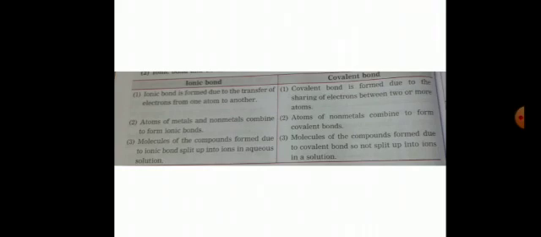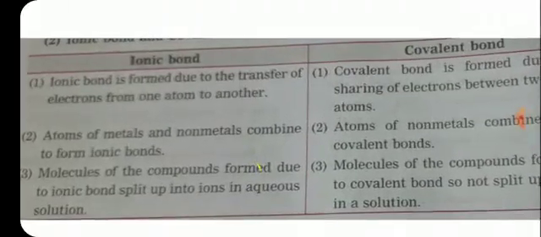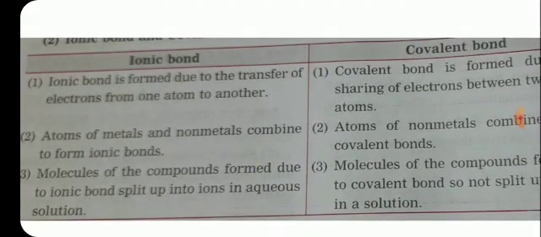Before we proceed further, let us discuss the points of differences between ionic bond and covalent bond. Ionic bond is formed due to transfer of electrons from one atom to another. We have seen in formation of ionic compound sodium chloride, that is NaCl, electron is transferred from sodium to chlorine atom. Sodium cation and chloride anion are formed.